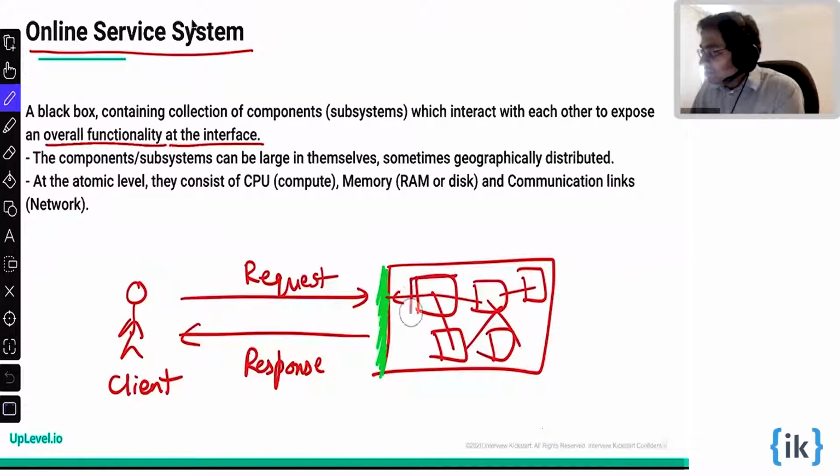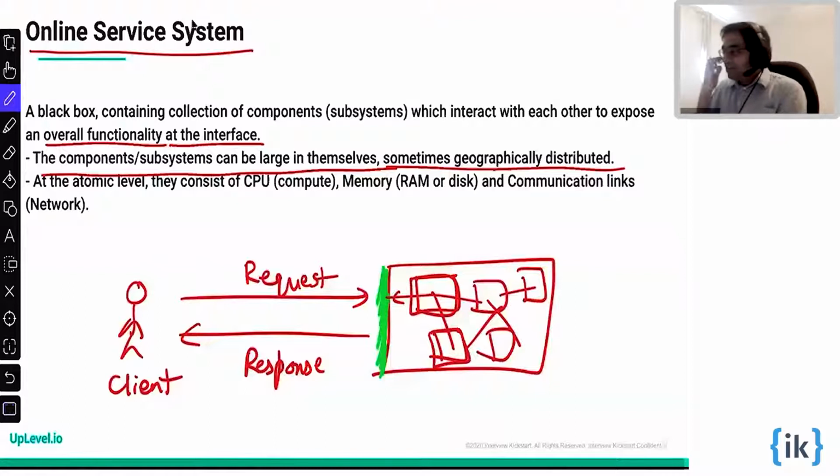And each of these components inside can be large in themselves. And in fact, they may not even be located at a single place. They can be so large that they might have to be geographically distributed. So we define a system in this way. It's a collection of subsystems or components which interact with each other to provide this overall service at the interface to these end users, to these clients.